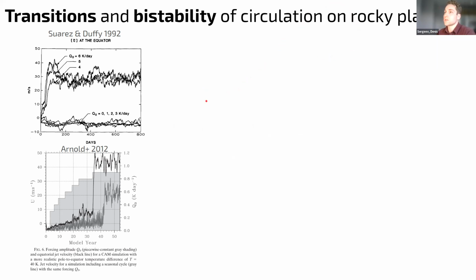These transitions and bistability of circulation on Earth and other rocky planets have been studied for a long time, all the way from, for example, Suarez and Duffy in 1992, where they tracked the emergence of superrotation on an Earth-like planet, which responded to different magnitudes of forcing at the equator. Arnold et al. studied regime transitions also depending on the magnitude of forcing, and they showed that there is a threshold of forcing amplitude for the equatorial superrotation, and also some bifurcation of this regime.